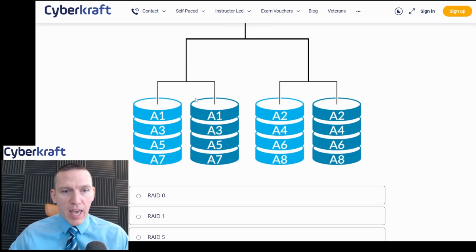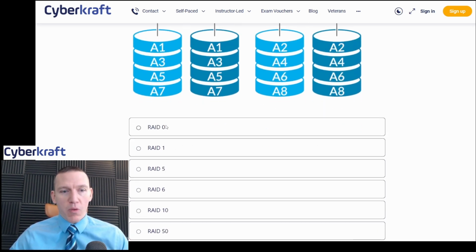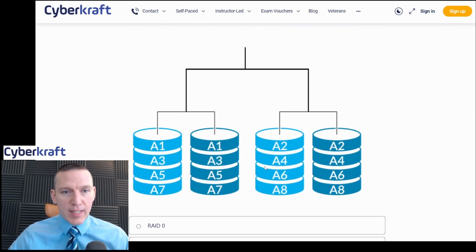If you take a look at this far left disk and this far right disk, if you were to stripe the data across those 2 disks, this would make a lot of sense. You would have just striping, but since we've mirrored these disks also, now we have striping and mirroring, so it combines a RAID 1 and a RAID 0, and that's why it's called RAID 10. So that depicts a RAID 10, has to be.